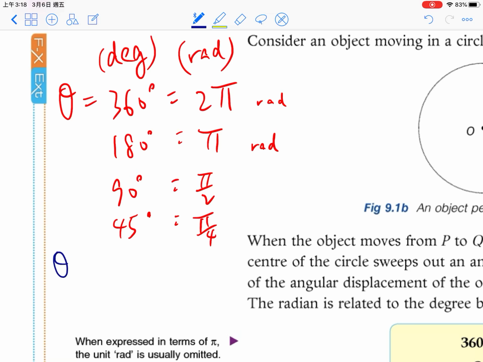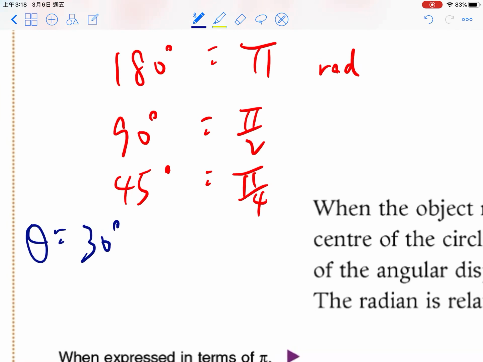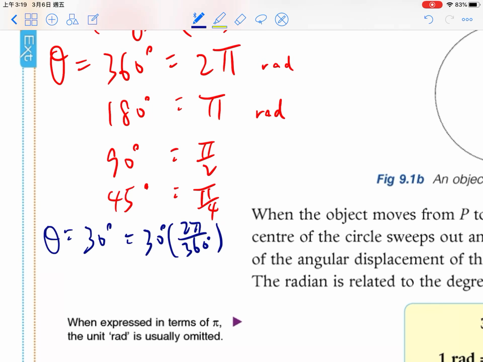Now I want to know, if theta is 30 degrees, what is it in radian? Please have a try by yourself and pause the video. I will tell you the answer. The answer is 30 degrees times 2 pi over 360 degrees, because we can change it by proportion. So it will be 2 pi over 12, so it will be pi over 6 radian.